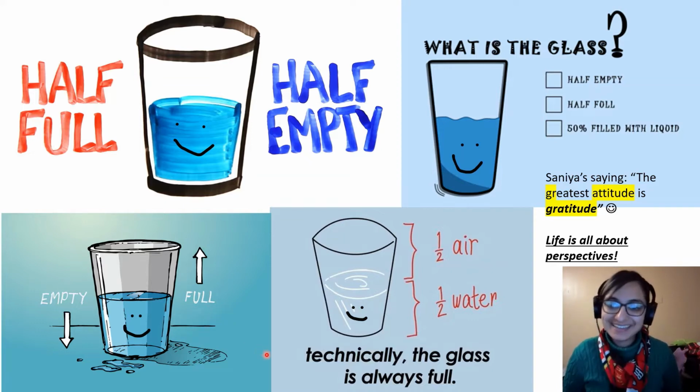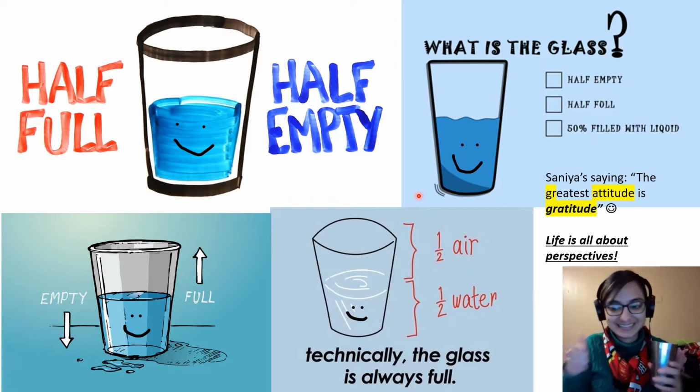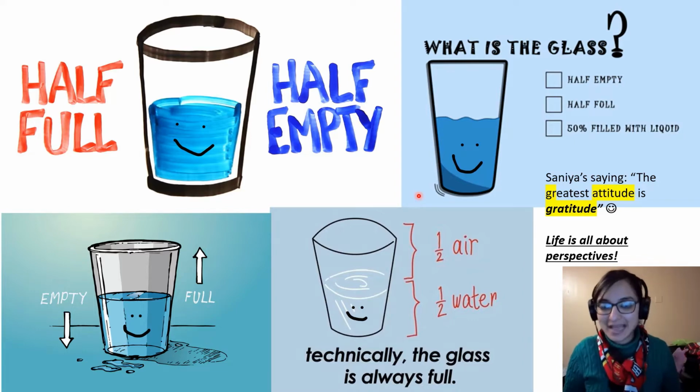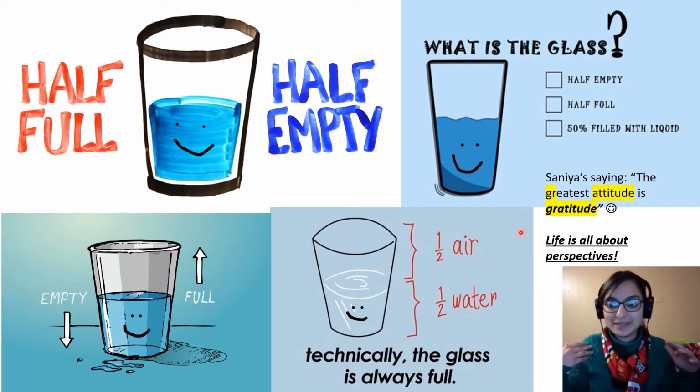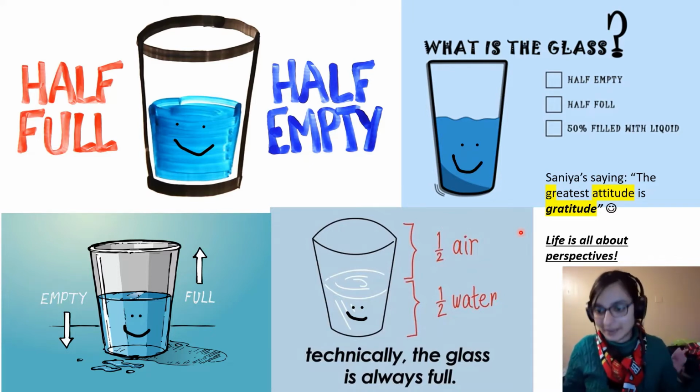And then I found a very cheeky, very cute saying here I wanted to share with you guys that says that technically this glass that is half full is filled with half water and half air. So technically the glass is always full. So that's a pretty optimistic viewpoint. And a big saying is that the greatest attitude is gratitude. So I really do like this idea. See, the glass is always filled. Sometimes it could be completely filled with water or with air or with both. So it's always filled with something.